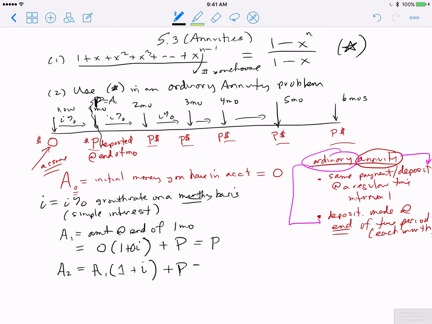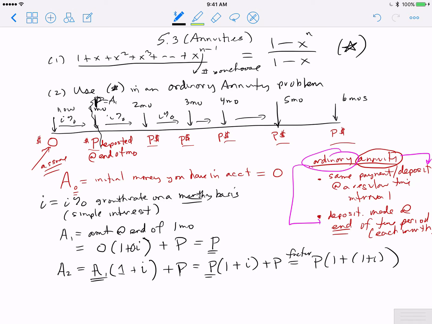And since A1 was equal to P, you'll put in P for A1. A1 was equal to P, we can see that right here. And then you get 1 plus I plus P dollars. And if you factor out the P, you will get P times 1 plus I.